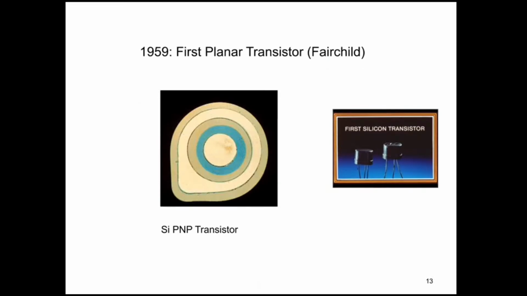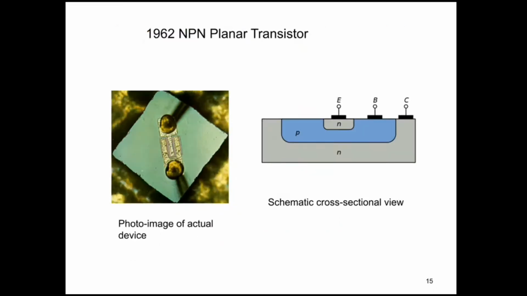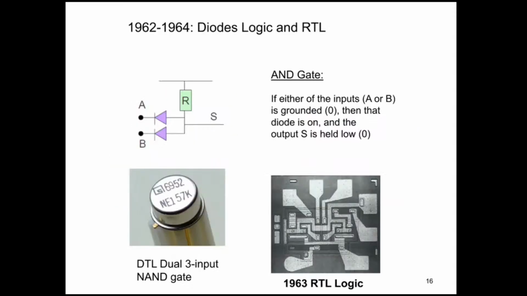In 1959, the first planar transistor was made at Fairchild. In 1961, the first commercially available integrated circuit was made by Robert Noisy, and it was a flip-flop circuit. In 1962, the NPN planar transistor was formed, again at Fairchild. In 1962 to 1964, the diode logic and the RTL logic gained momentum, and the circuits with this implementation were available as integrated circuits, as you can see in the figure.